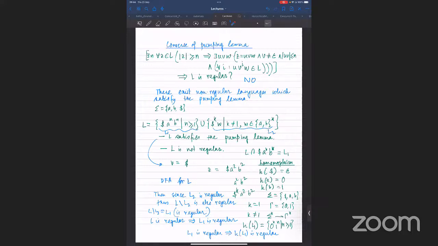And it's still the pumping lemma, you can still pump, right? The pumping lemma still holds here. Okay, so the dollar was the v, the dollar was the v which you can pump. And essentially, if you pump it arbitrarily many times, the resultant string is still in L, correct? So the converse of the pumping lemma is not true. Clear? Okay.